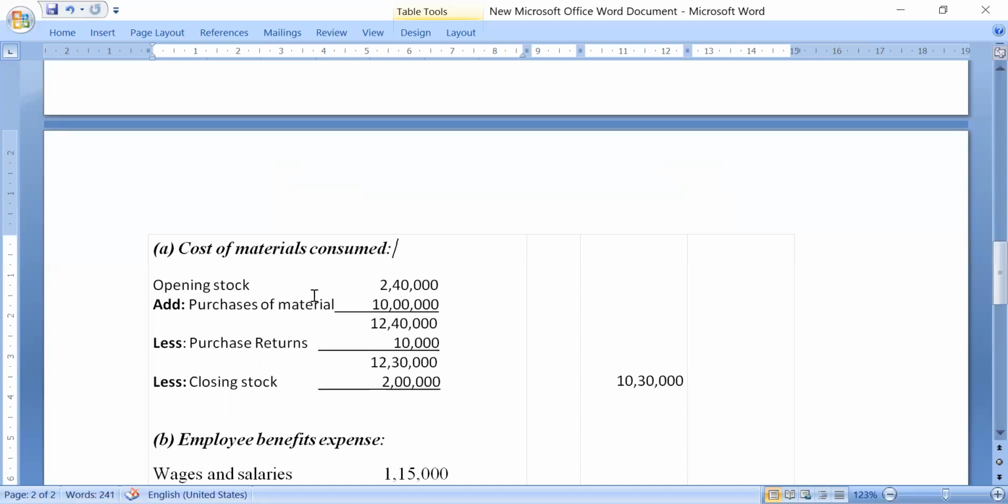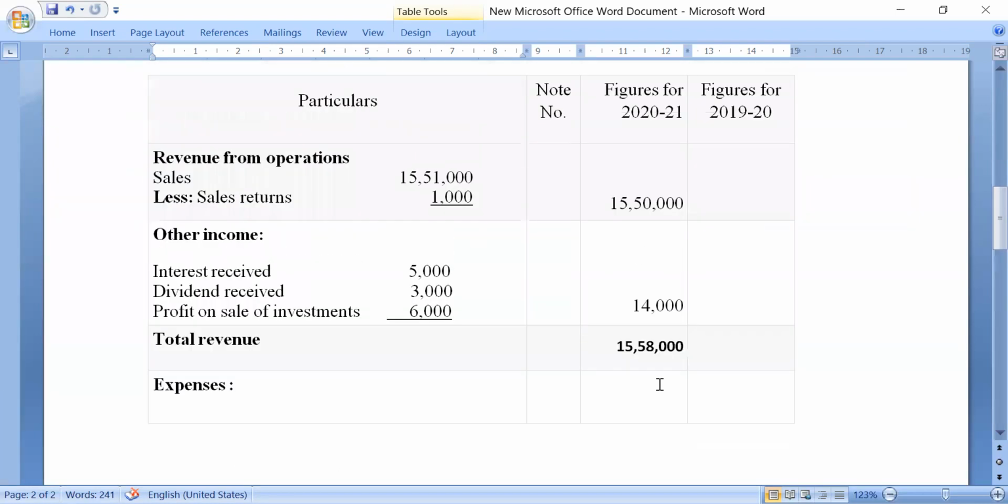Cost of material consumed is opening stock, add purchases of material. If there is any purchase returned, that should be deducted to find the net purchase, and then deduct the closing stock of material. This is the balancing figure, the figure we get for cost of materials consumed, which we write in the amount column.